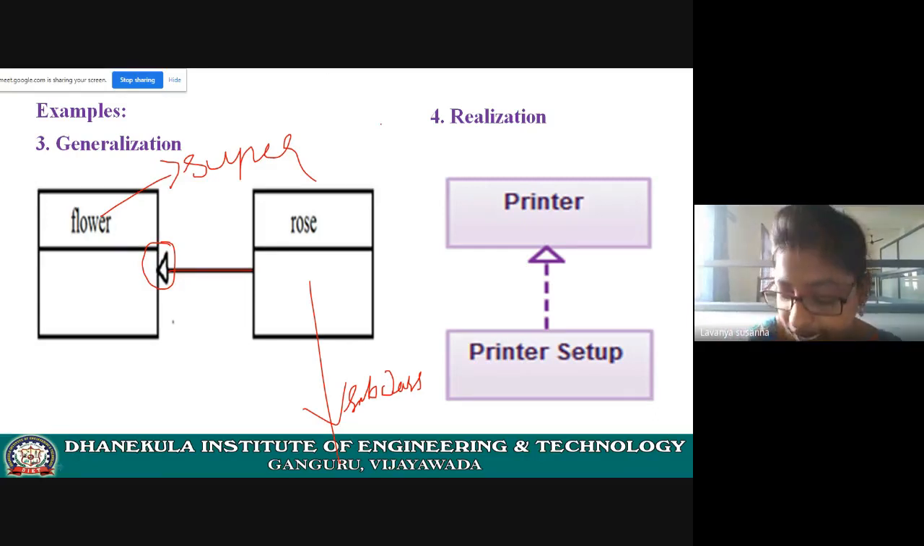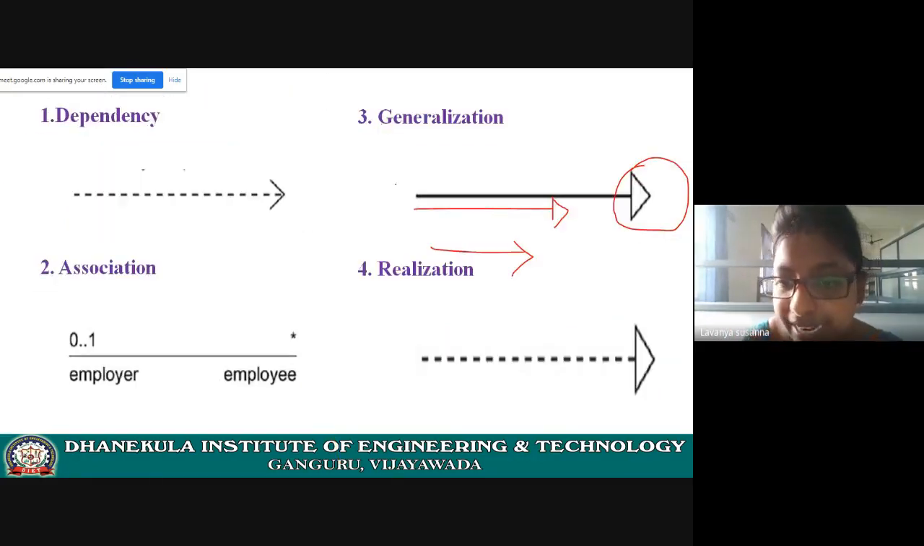Next, let us see realization. See, realization symbol: dotted lines, and then you need to use a triangle. Let us see where we will use realization. Already you know that generalization is used in inheritance, right? Let us see where you will use a realization, dotted lines and then a triangle symbol.